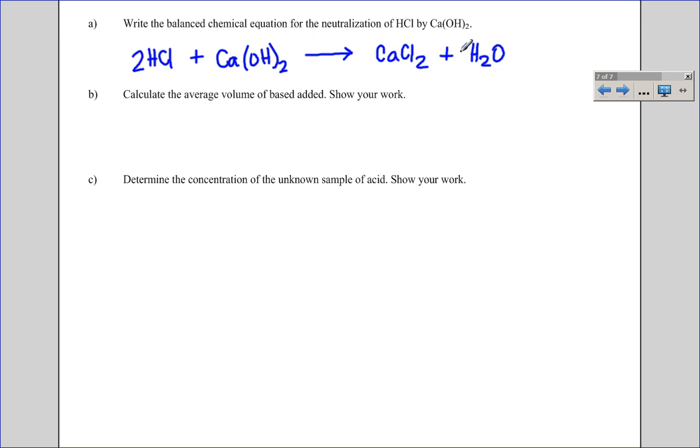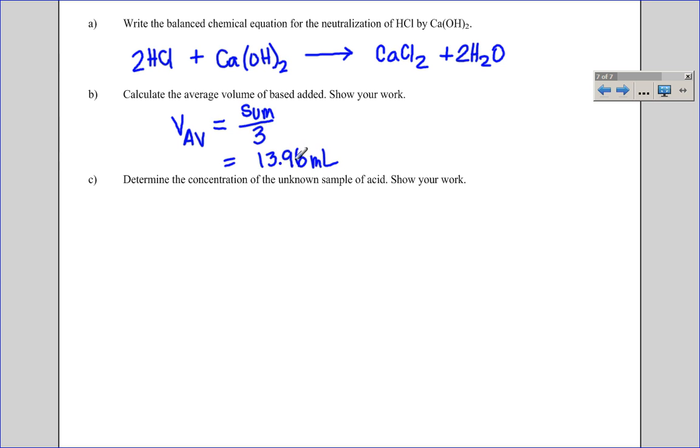Next, I need to balance this equation. So I get 2 hydrochloric acid plus the calcium hydroxide. The next question asks us to find the average volume of base added in the experiment. So in trial 1, we added 14.07 milliliters. In trial 2, we added 13.93. And in trial 3, we added 13.88 milliliters. So to find the average, we need to take the sum of all of them, and we need to divide by 3. And we are left with 13.96 milliliters.